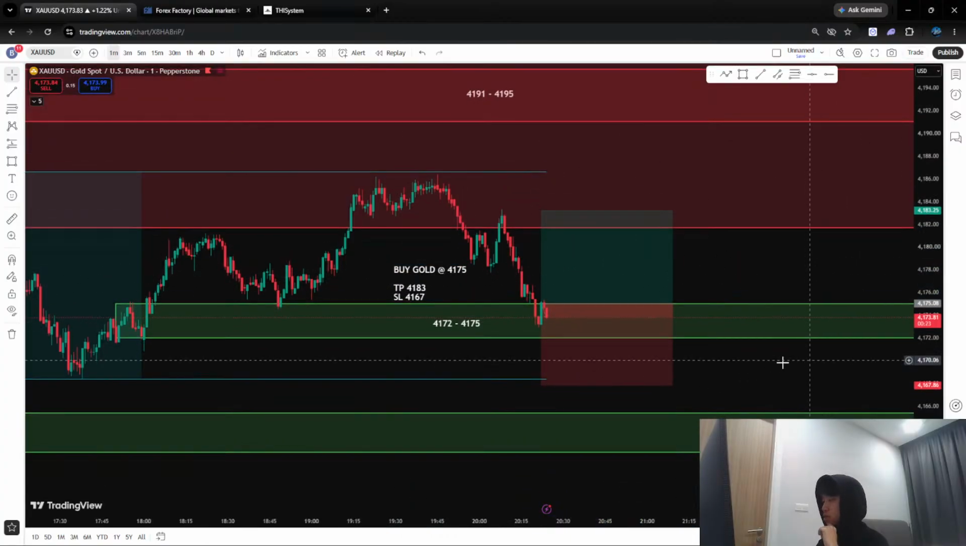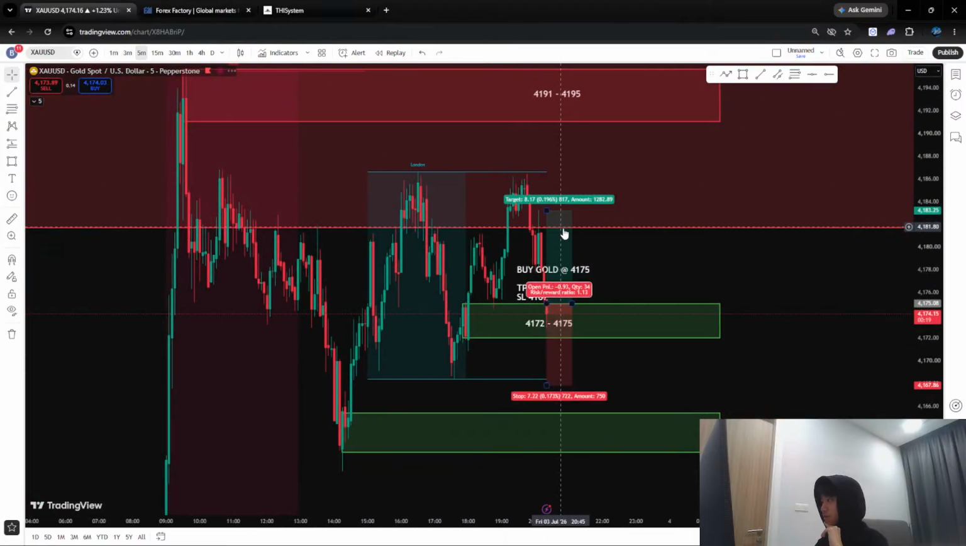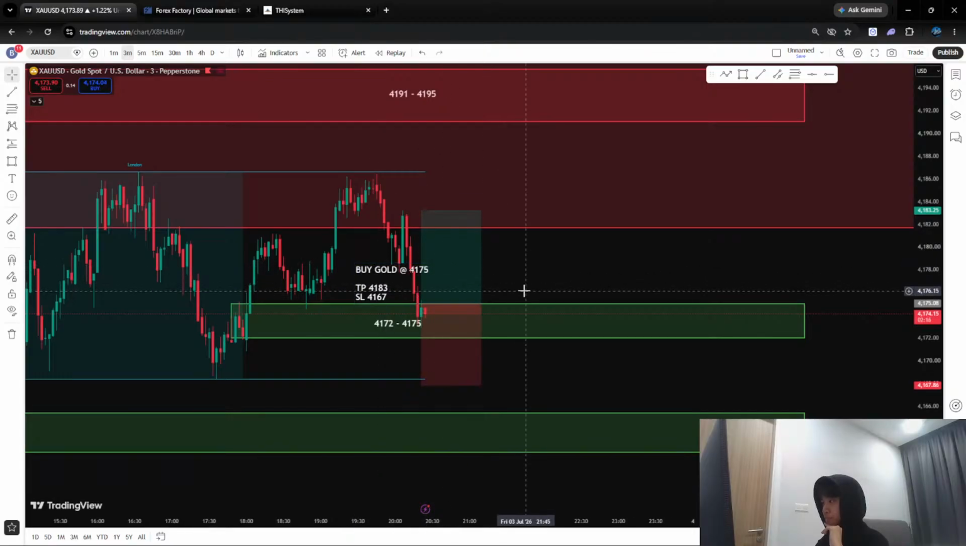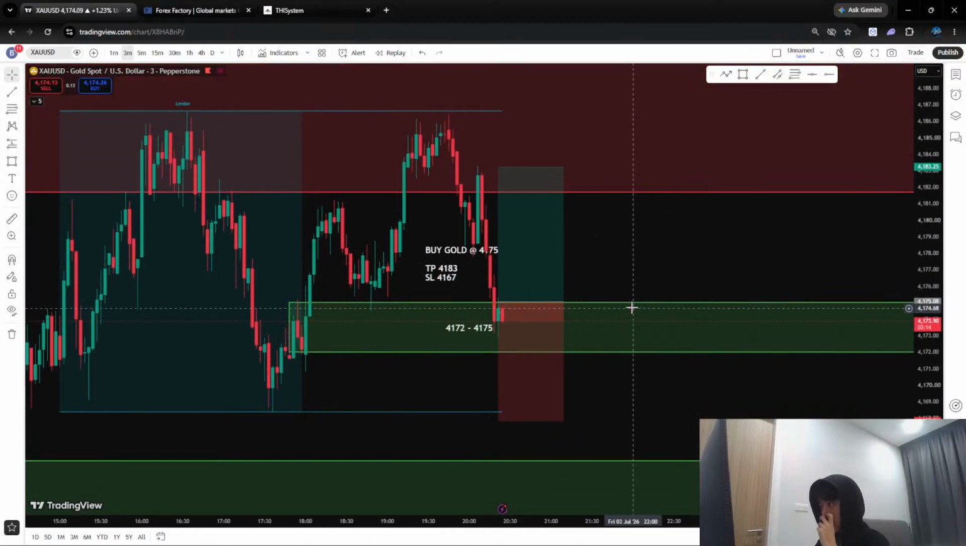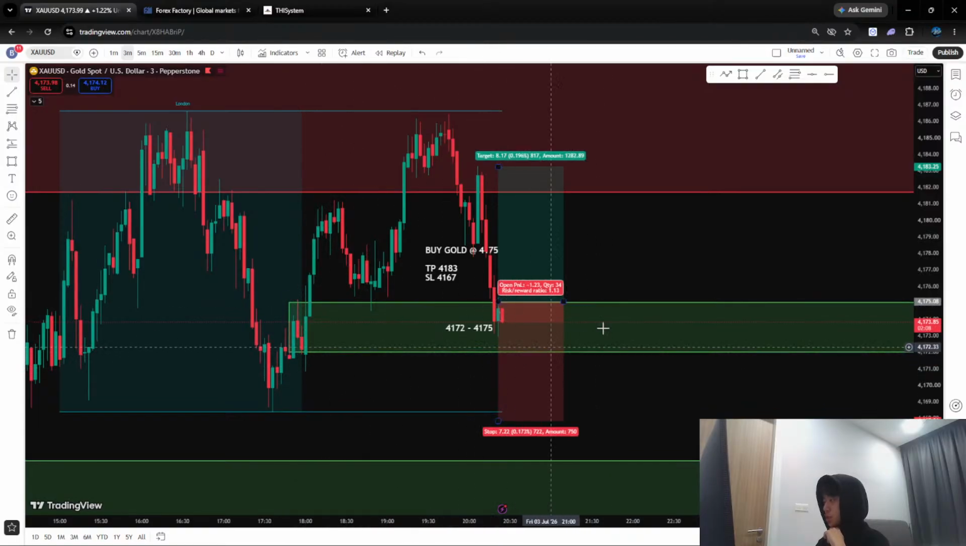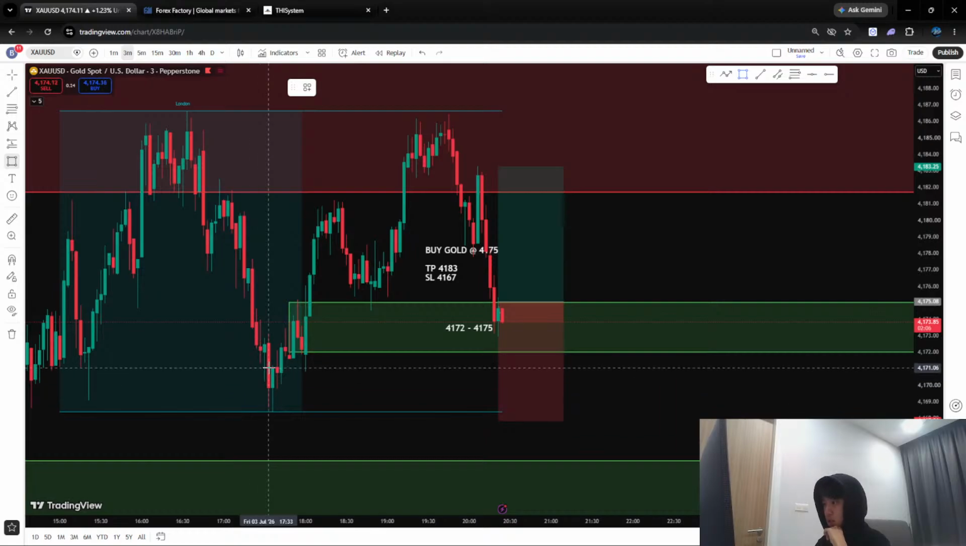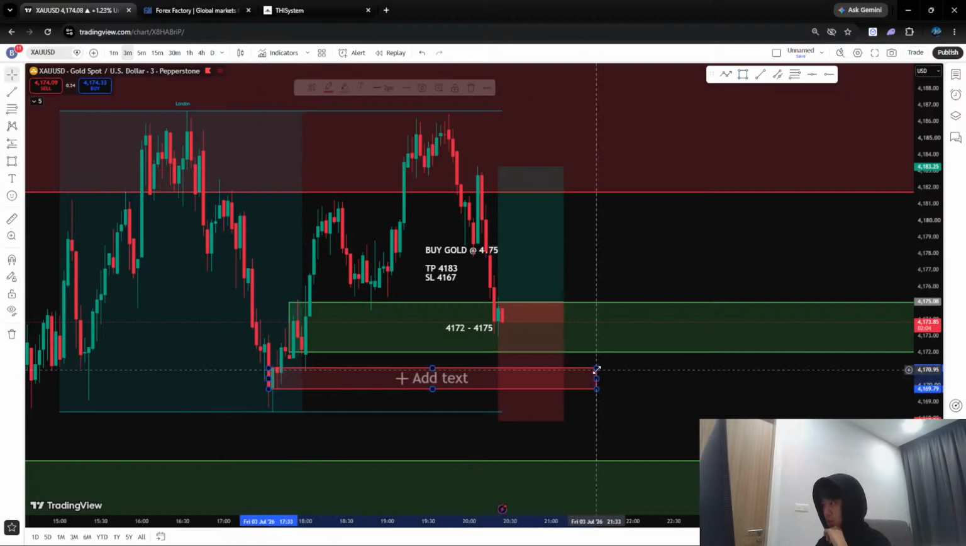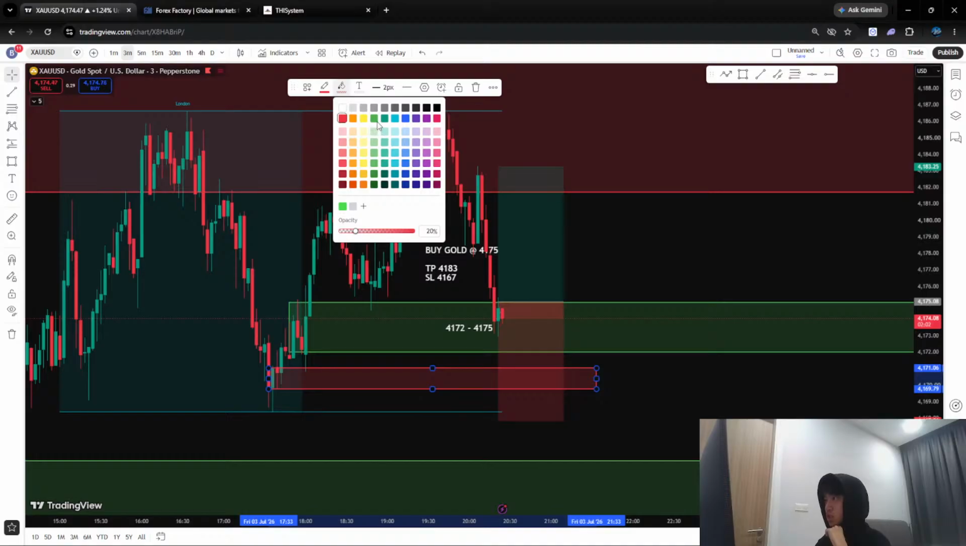Like I said, the gold market is quite slow today, so let's see how this gold order will react for us. If price breaks through here, there's another support area right around here, so we have to look out for this one as well.